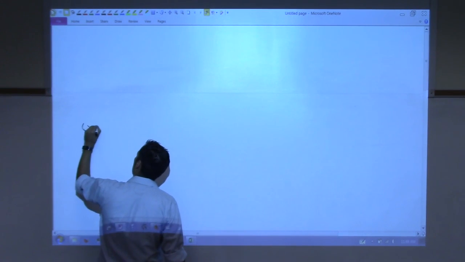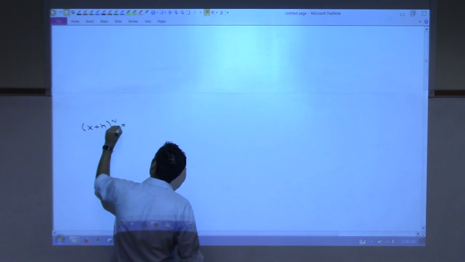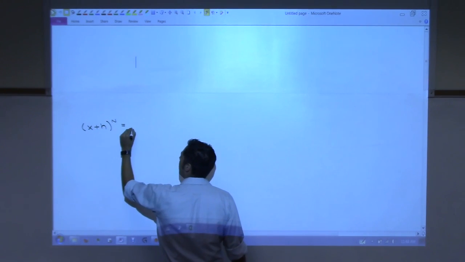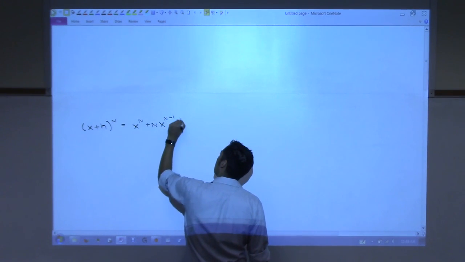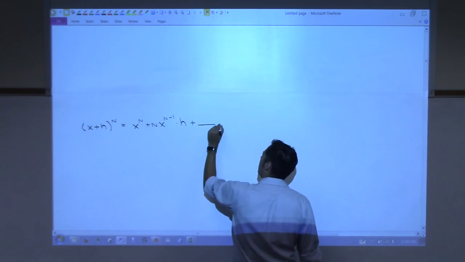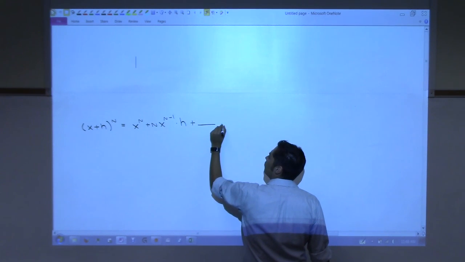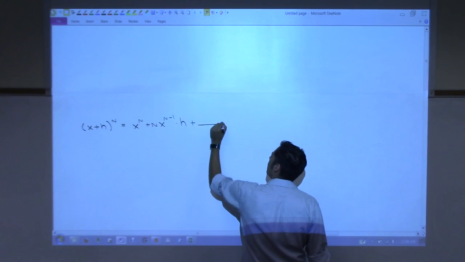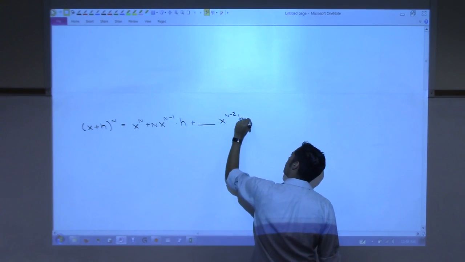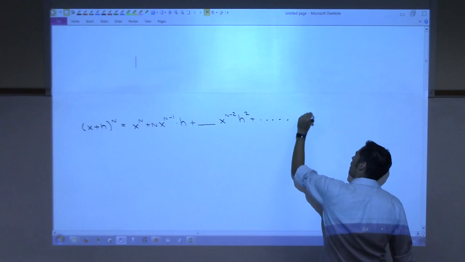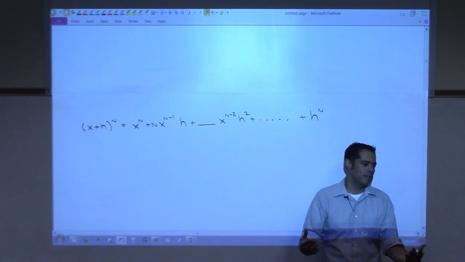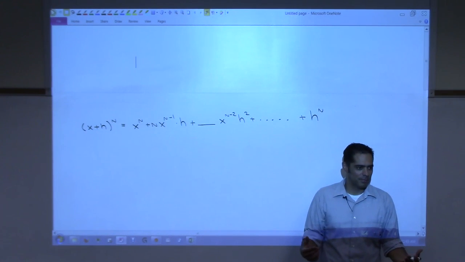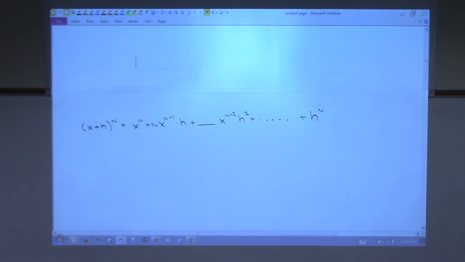We had found in Pascal's triangle that x plus h to the n was x to the n plus nx to the n minus 1 times h plus, we gave up, did we write more down? I don't know if we did. x to the n minus 2 h squared plus dot, dot, dot, and at the very end, h to the n. Who has their notes? Someone in here takes decent notes. I just want to see what I wrote.